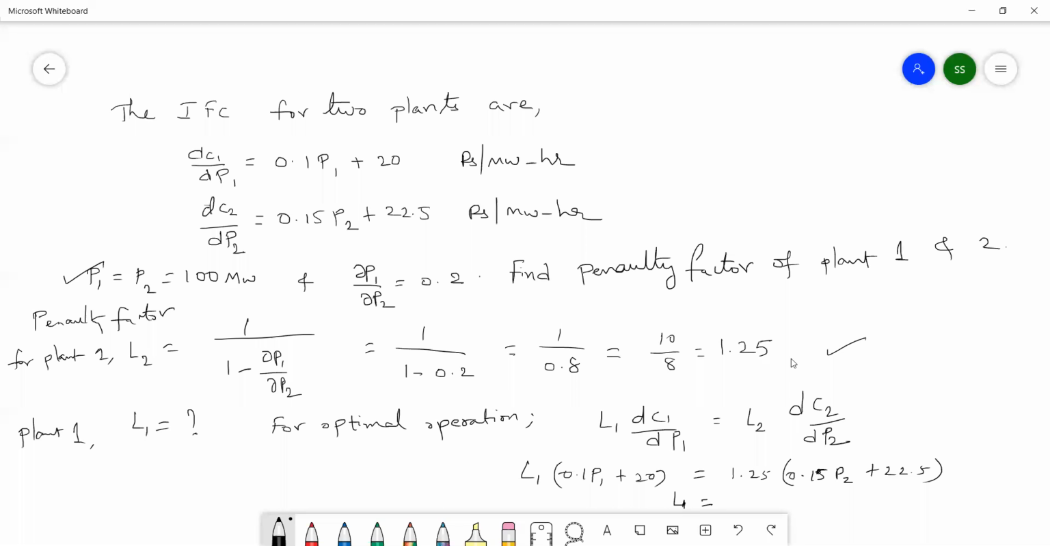And for plant 1, using the condition of optimal operation, L1 dC1 by dP1 equals L2 dC2 by dP2. Substituting the given data, L1 into 0.1 P1 plus 20 equals L2, already calculated as 1.25, multiplied with your dC2 by dP2 equation, 0.15 P2 plus 22.5. There you can substitute the values of P1 and P2 and obtain the value of penalty factor for plant 1. So calculate and tell me the value of L1.